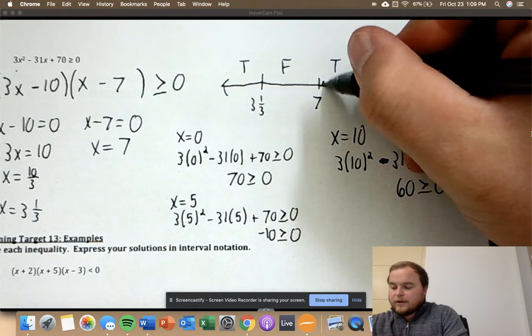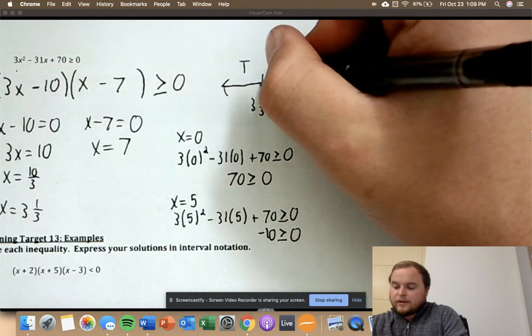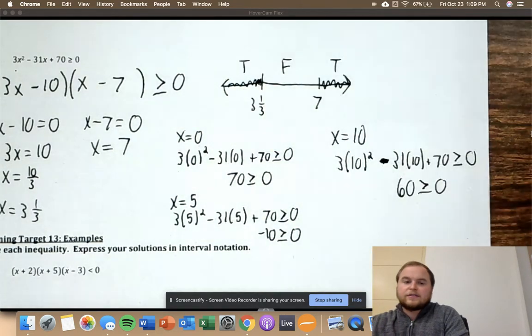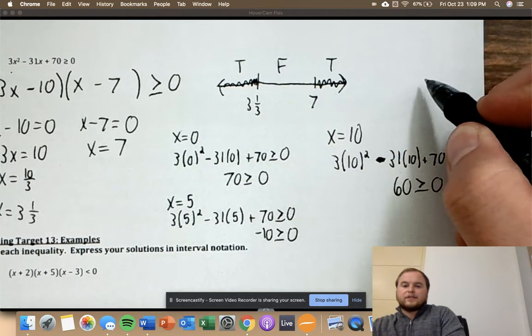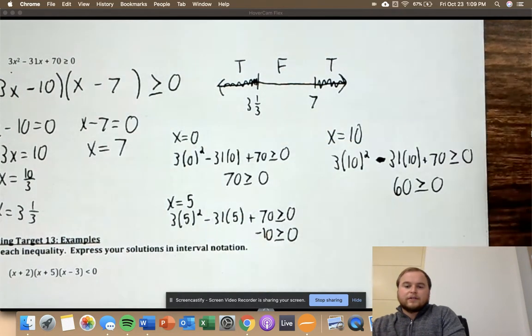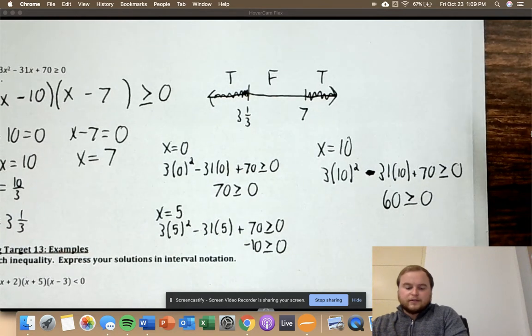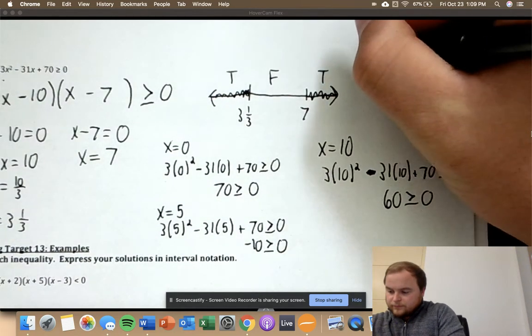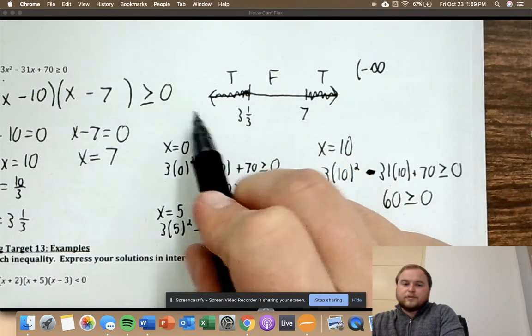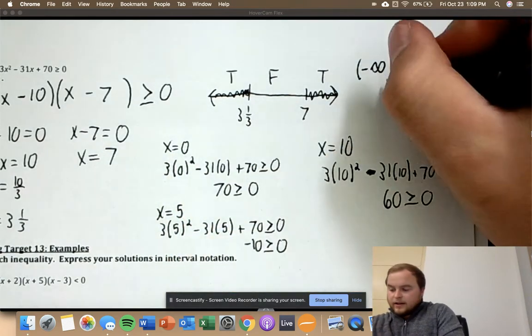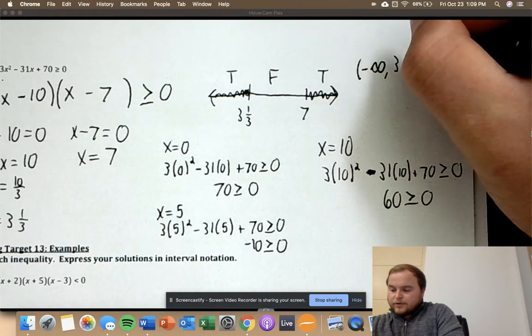So we care about anything that's greater than 7, and anything that's less than 3 1/3. And these keep going on towards infinity and negative infinity. So we would write the domain then as negative infinity, because this keeps going left towards negative infinity, and it stops at 3 1/3.